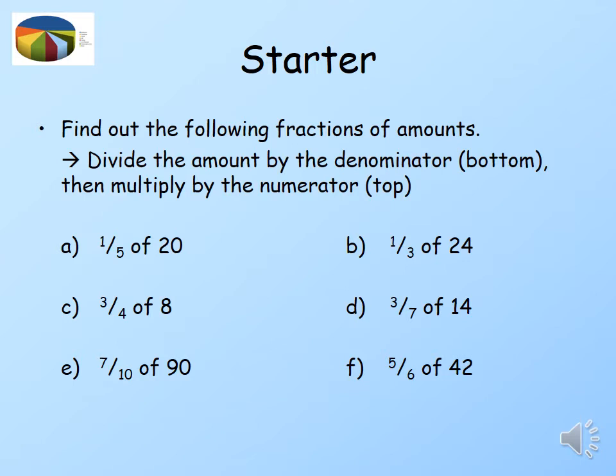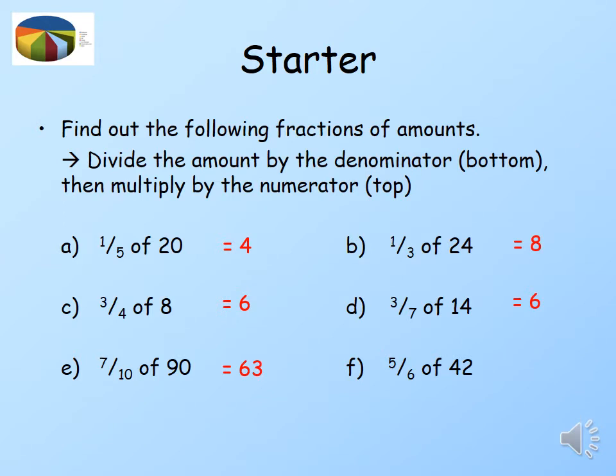Okay, so a fifth of 20 is of course 4. 20 divided by 5 is 4. A third of 24 of course is 8. And the next one, 3/4 of 8: we divide the 8 by the 4, which is 2. 2 times 3 is 6. And the answer here is 6, because 14 divided by 7 is 2. 2 times 3 is 6.